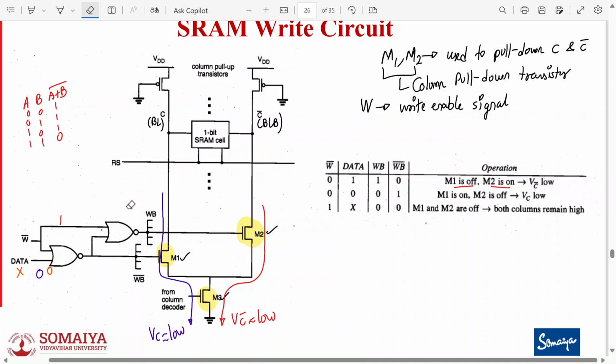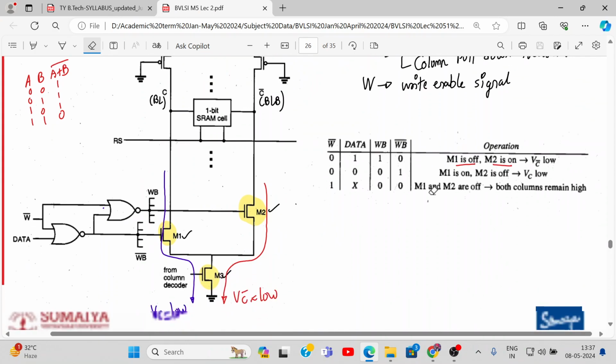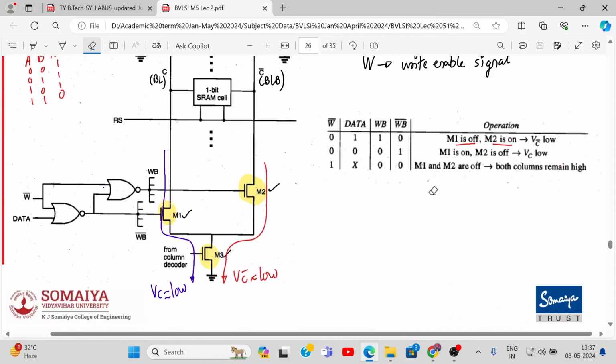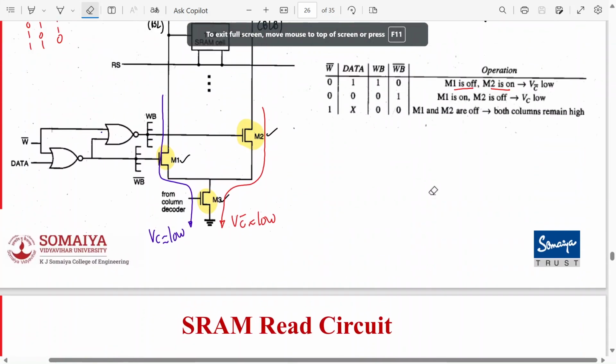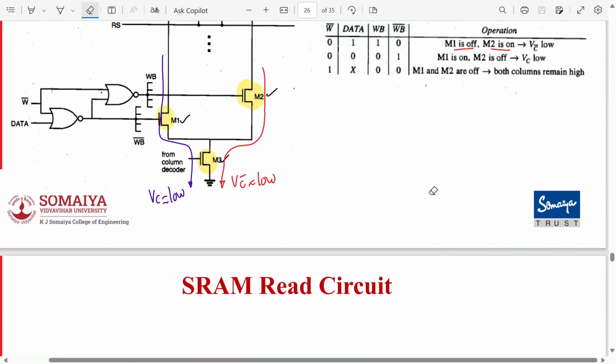Yeah, tell me what will happen when the W bar is 1, that is inactive. If the write enable is inactive, it will not write, and both the transistors will remain off. Okay, and both the columns will remain high. If these are off, that means it will pre-charge to VDD, through the pull-up transistors. So this is your data write circuitry for the SRAM cell. Okay, got it? Everyone? Yes or no?